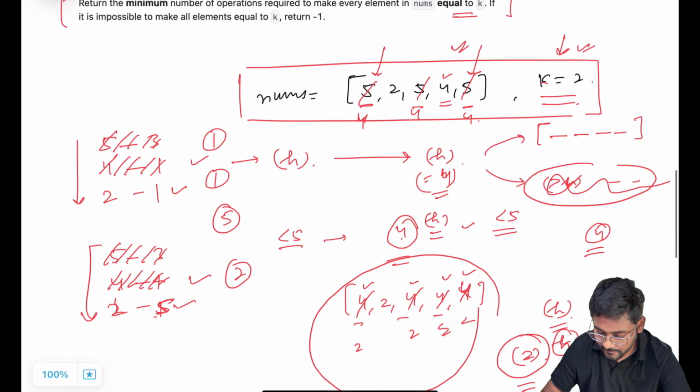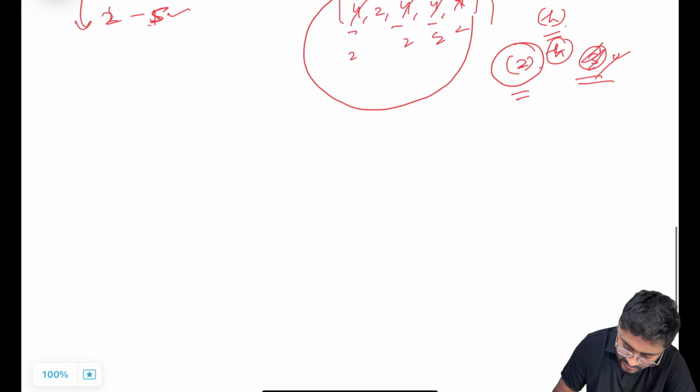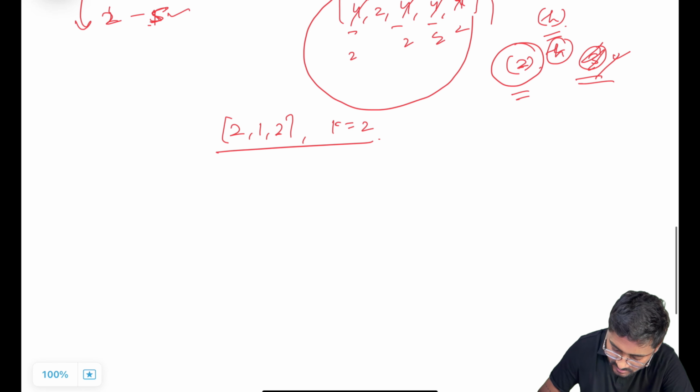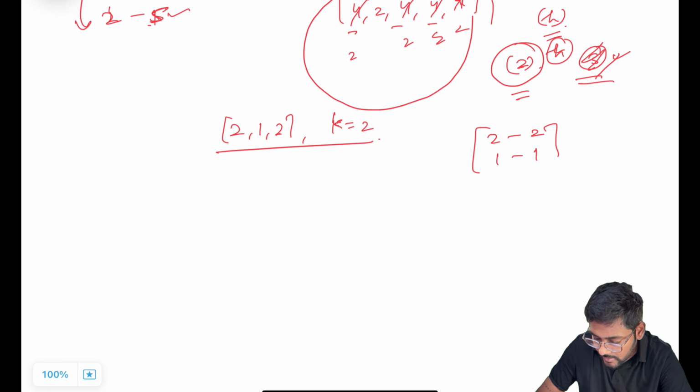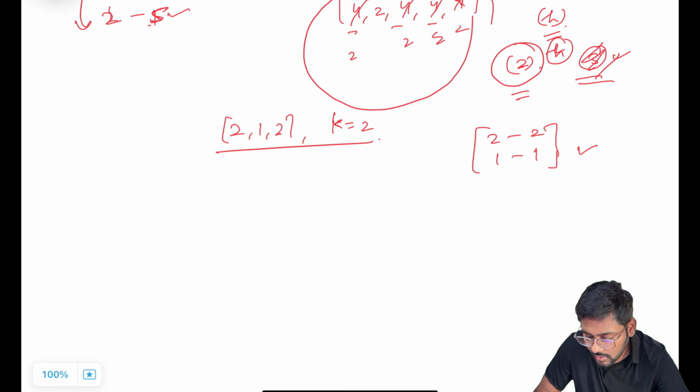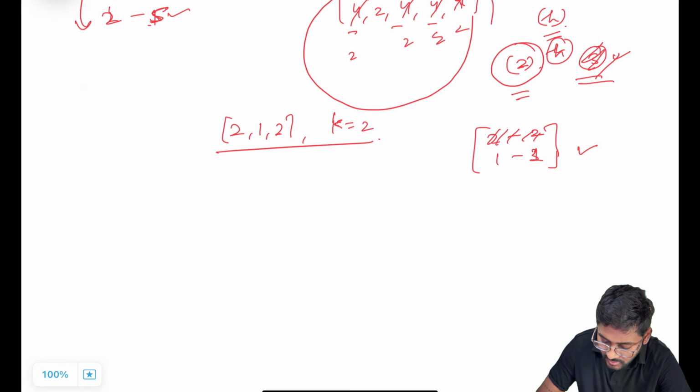If let's say the array is something like this, 2, 1, 2, and the value of k is 2. See, in this case, if I just capture the map as well, 1 is coming one time. If I choose 1, I can convert all of these 2 to 1. But we have to make every single element of the array equal to k, right?